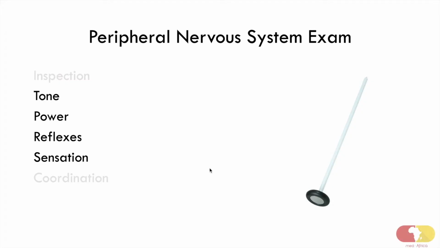We will now go back to where we started from, talking about the steps in a neurological examination. And if you remember, I said in this session we're going to focus on the tone, power, reflexes, and sensation, and seeing how those correlate with the neuroanatomy. And I'm now going to start going through each of those steps in detail.